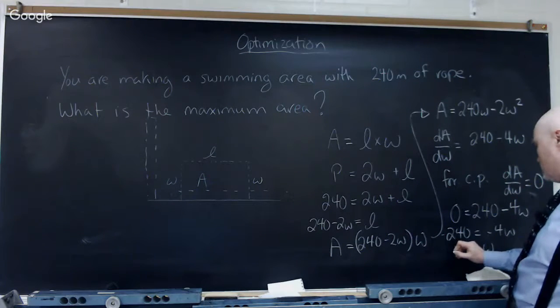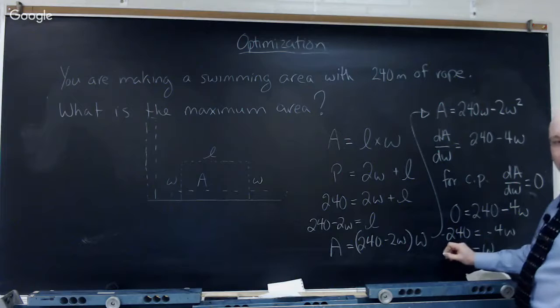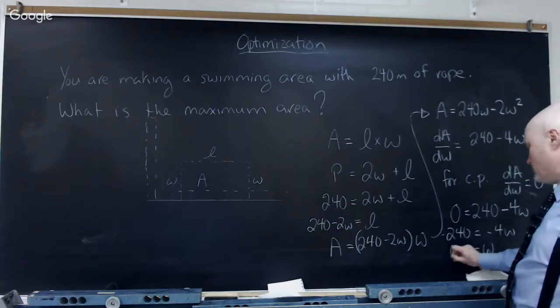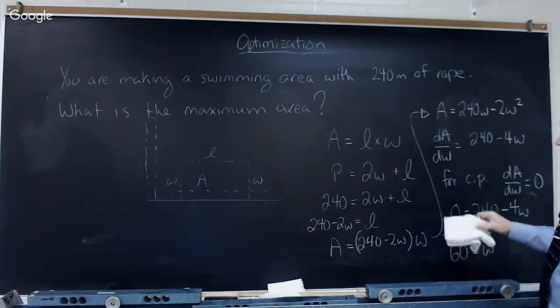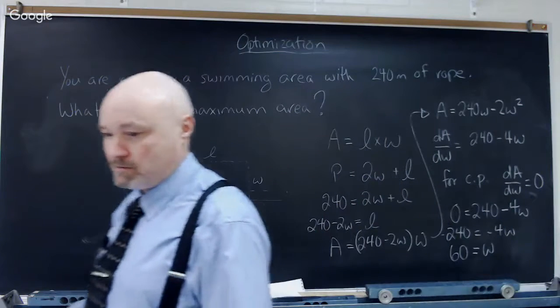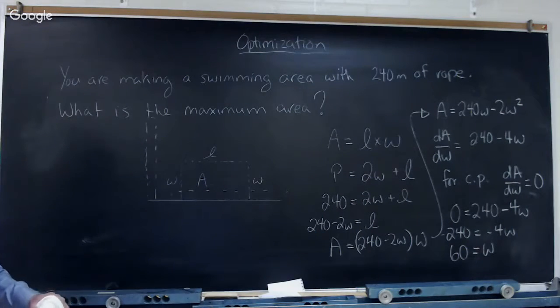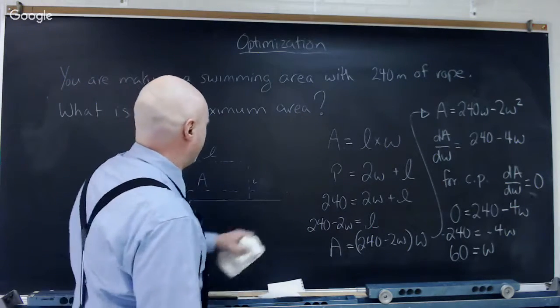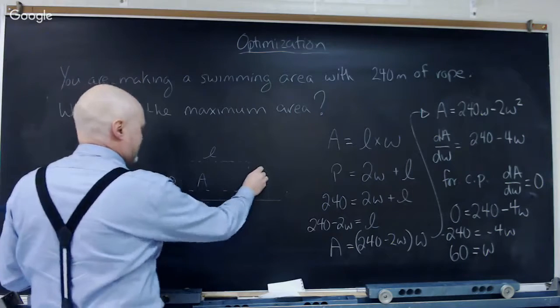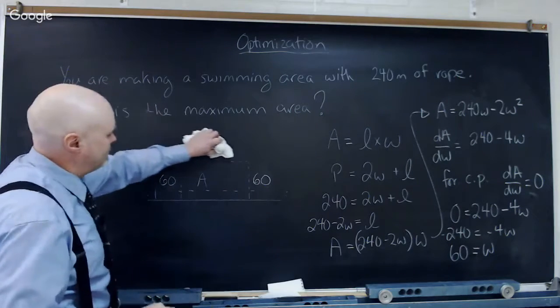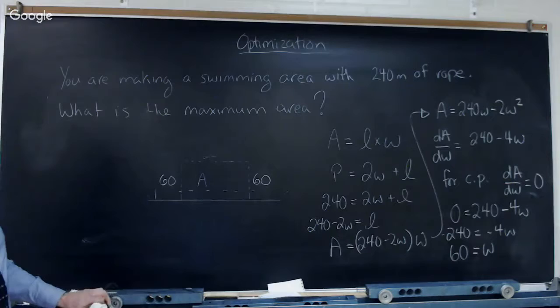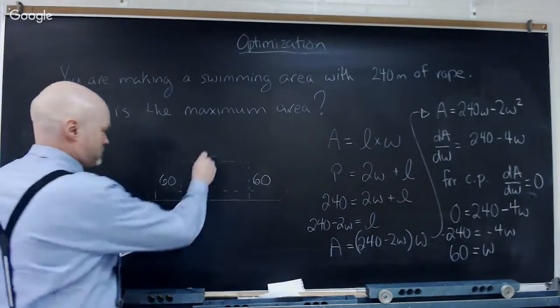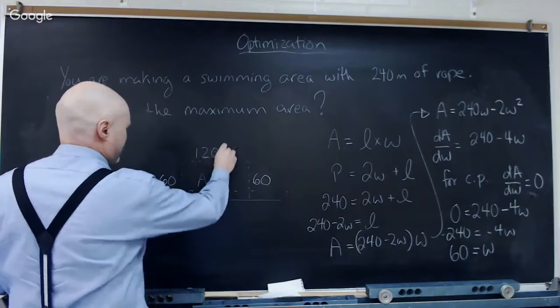50, 60? 60. Yeah, 60. That's right. Lindsay's grimacing and saying 60 because she's embarrassed on my behalf for not being able to do that. Okay, so it turns out that this is 60 and 60, and there's 240 meters of rope, and this is 120 along here.